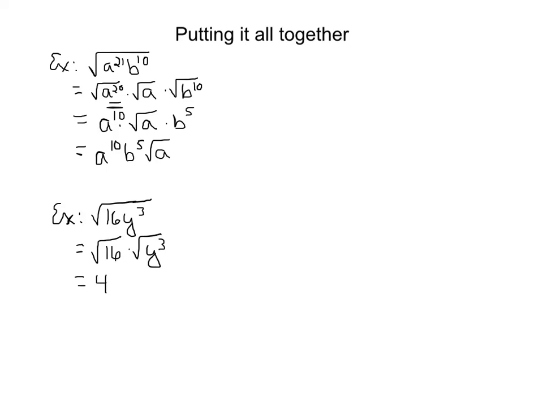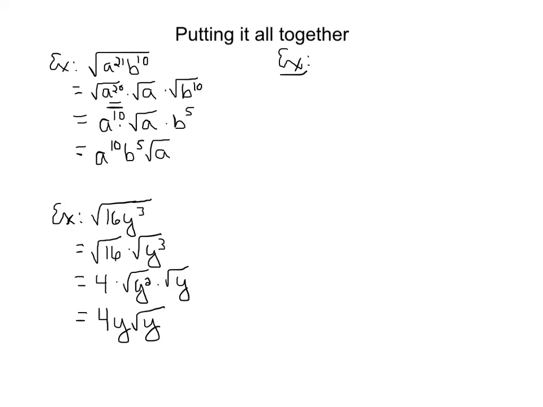But again, the square root of y cubed, I need to think about how many pairs there are. Well, there is a y squared and a y there. Again, it's odd. Now y squared is a pair, so I can pull a y out. So I've already got my 4. This becomes 4y, and then I have the lonely little y left under the radical because it doesn't have a partner to get rid of the radical. So we have 4y square root of y there. Let's try one more.